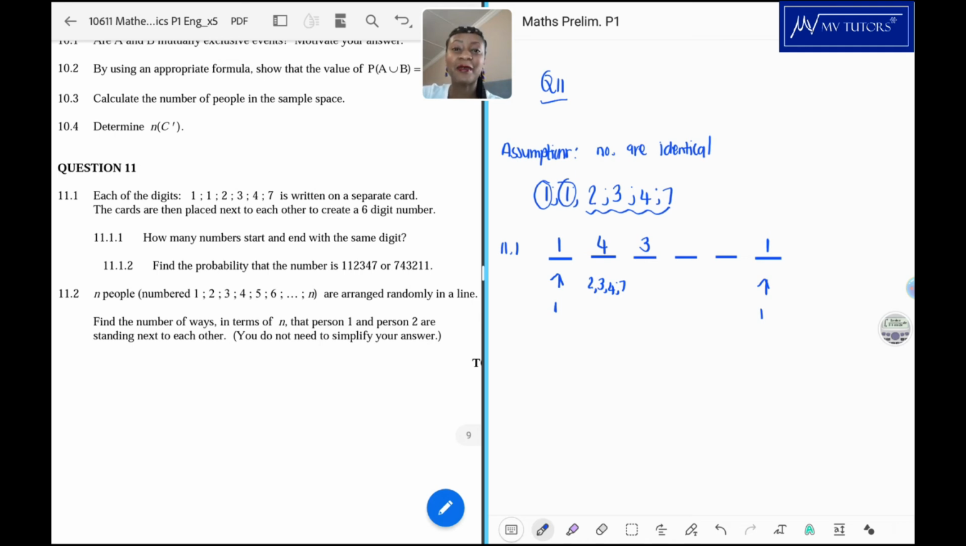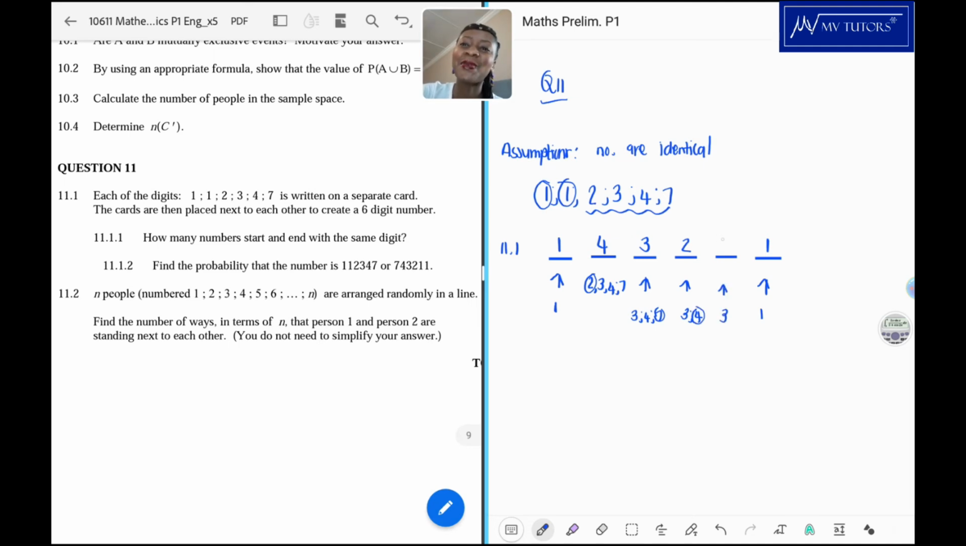And once I have put the second one here, sorry, I have 3 options for this third digit. Then I'm left with 2, so here I have 2 options. Let's say for the second digit I used 2. It means for this one I only have 3, 4, 7, so I have 3 options available. If I use up 7, then for this one I only have 3 and 4 left, so I have 2 options. If I use up 4, then here I have 3 left.